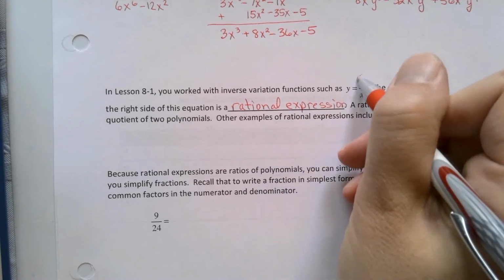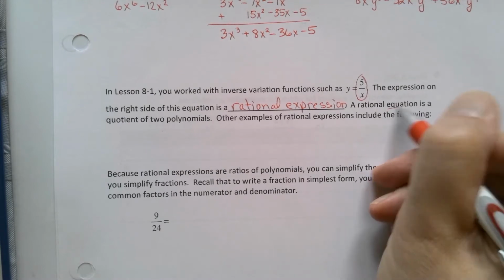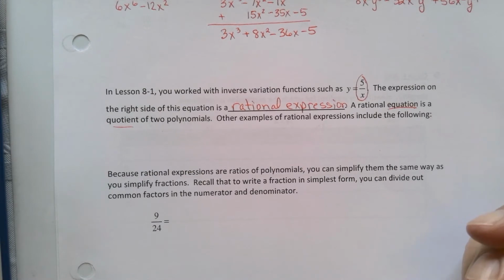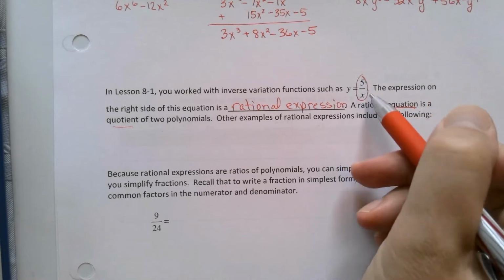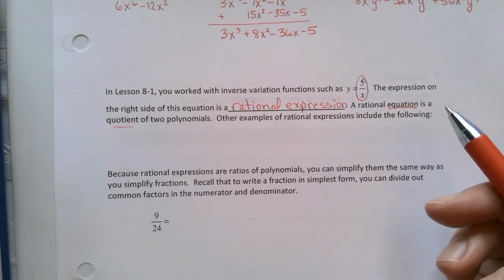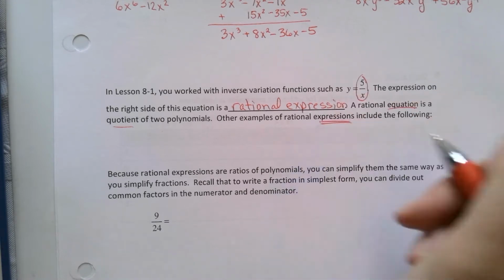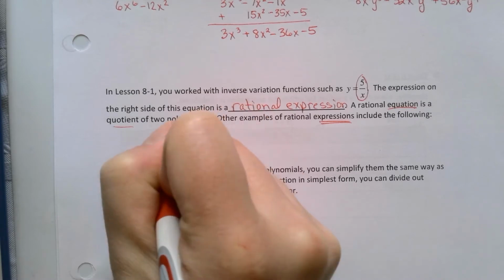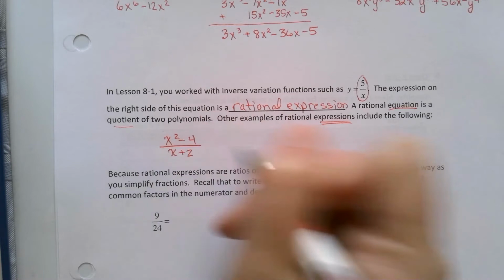So this part right here is considered a rational expression. A rational expression is a quotient of 2 polynomials. So if we're talking about equations, we're going to have maybe a quotient, and it's going to be equal to something. Other examples of rational expressions would be x to the second minus 4. So we have a polynomial over another polynomial, a quotient of polynomials here.